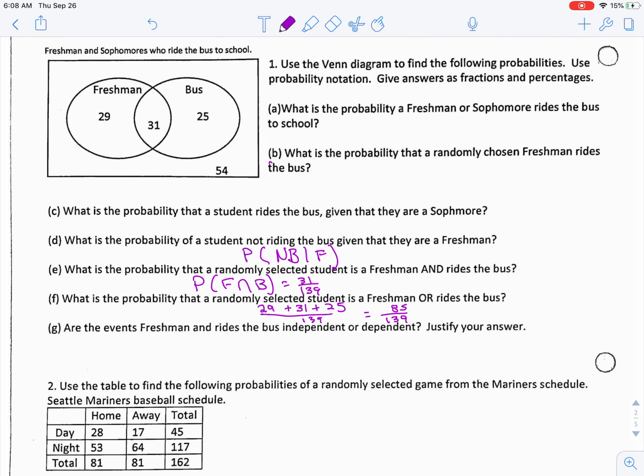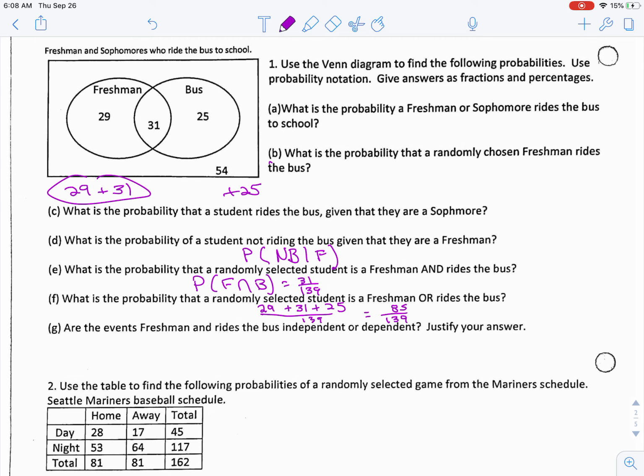The reason why that works is this. So here's our freshman, okay? That's our freshman. Here is everything about people that ride the bus. Now you'll see when I do that, this was this circle for the first one, and then this is that circle. And it's pretty clear to see here what number got counted twice. That's 31. I don't want to count it twice. I just want to count it once. So that is where that came from, 85 of 139.